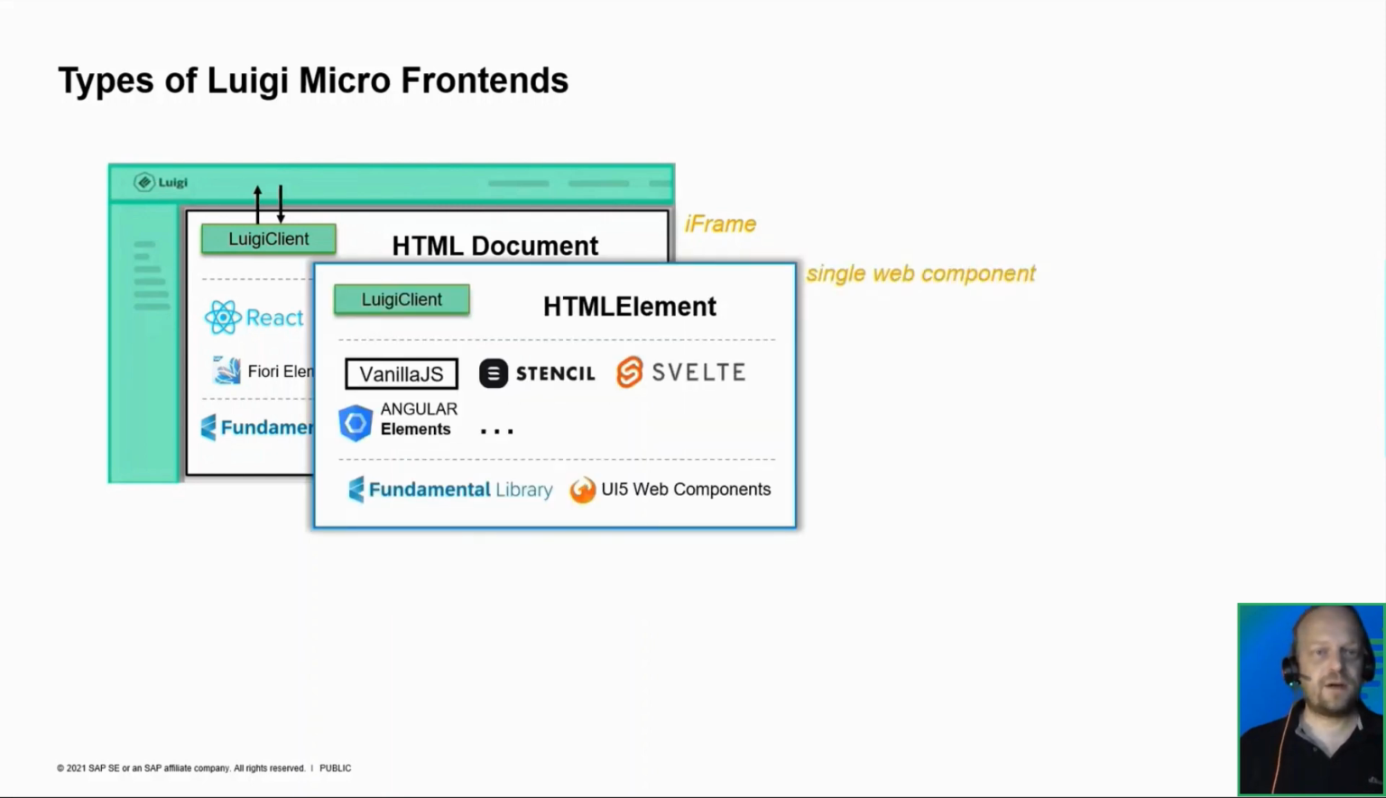A second way of vertical split integration is based on web component standards. That means here the micro frontend is bundled as a web component and registered in the Luigi configuration, and then it's integrated at the end as a tag. Also here, of course, you have the Luigi client to communicate with the main application.